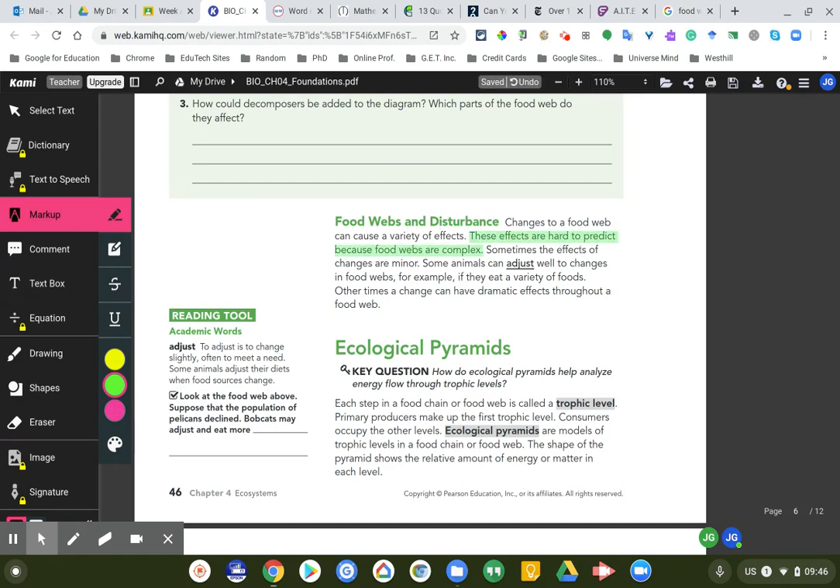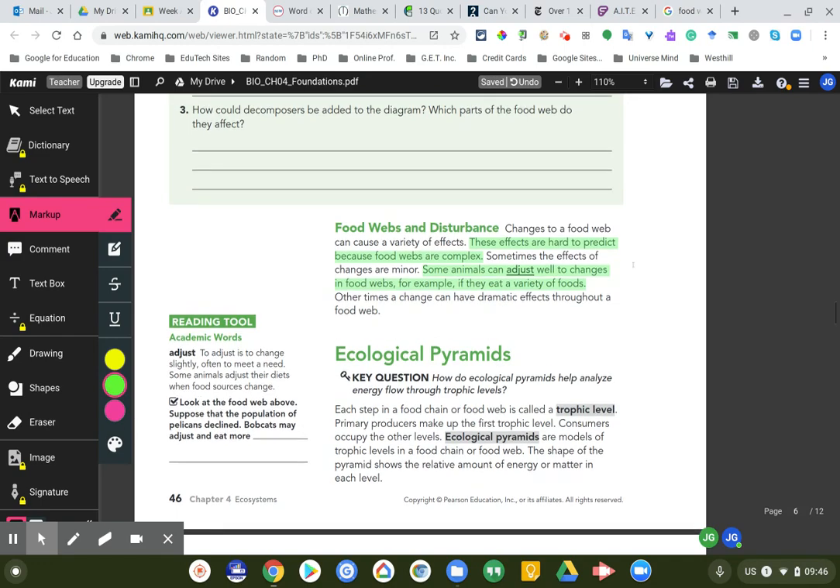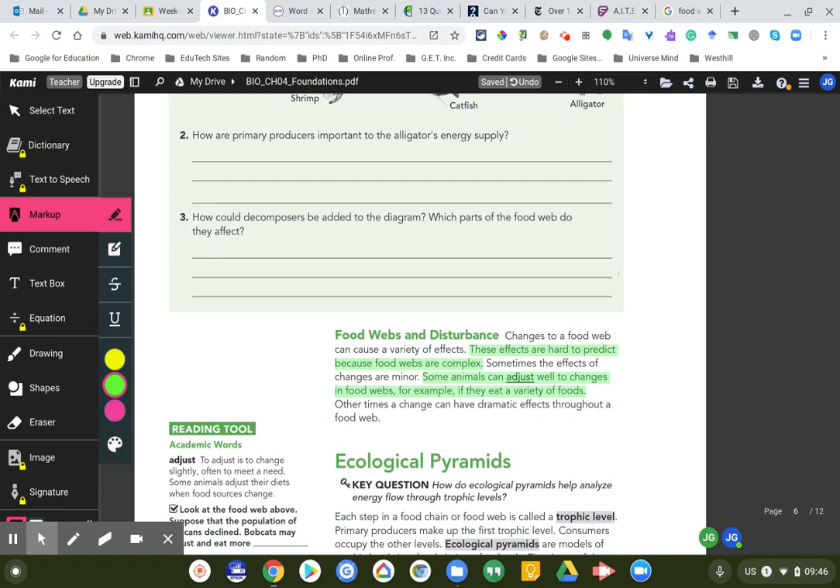Okay, sometimes the effects of changes are minor. Some animals can adjust well to changes in food webs, for example, if they eat a variety of foods. Good, that's good to know as well. So it's good to eat a bunch of different foods. Other times, a change can have dramatic effects throughout a food web.